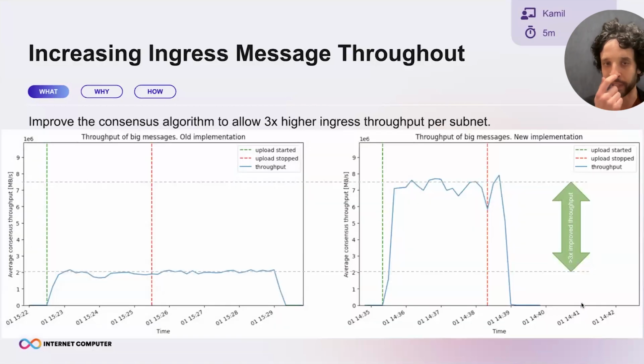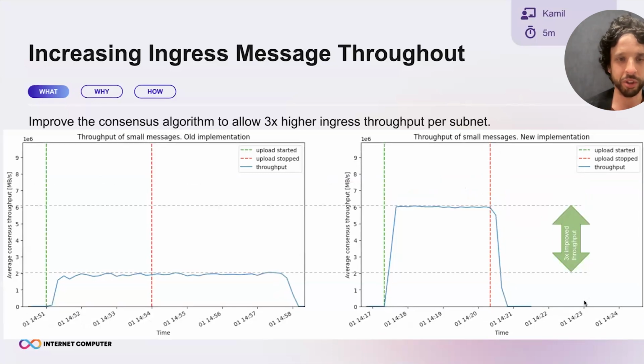Yeah, so here you can see the comparison between the previous implementation on the left and the current one on the right. In the experiment I ran, I was sending a bunch of big messages to the IC, and in the past we were bound by 2 megabytes per second. So this was how much ingress messages were sent to the IC. On the right, you can see the current behavior. So right now, when we send big messages, we can achieve a throughput of around 7 megabytes per second, which is roughly a 3x improvement.